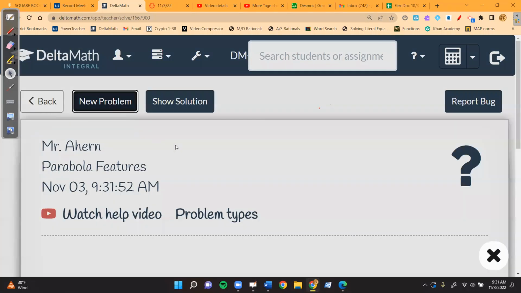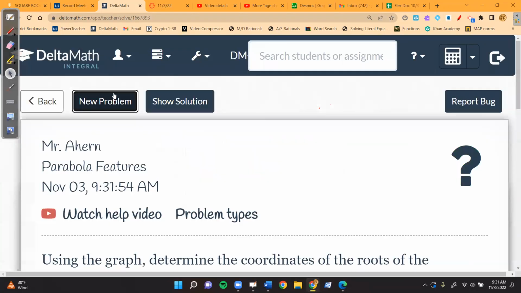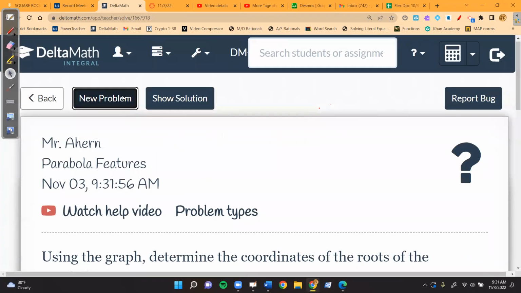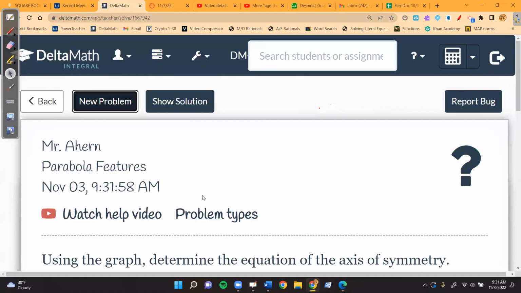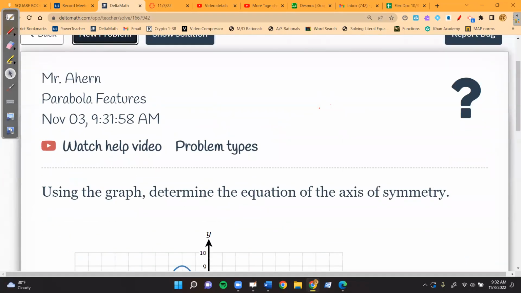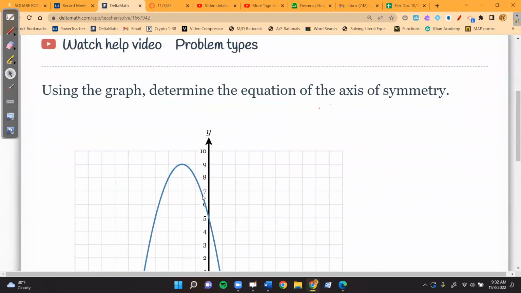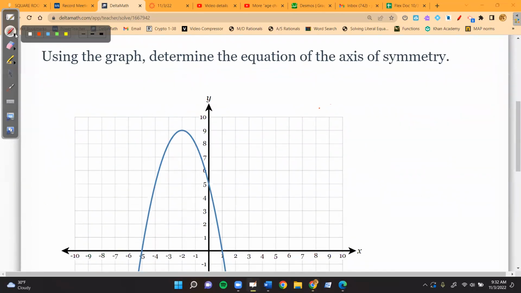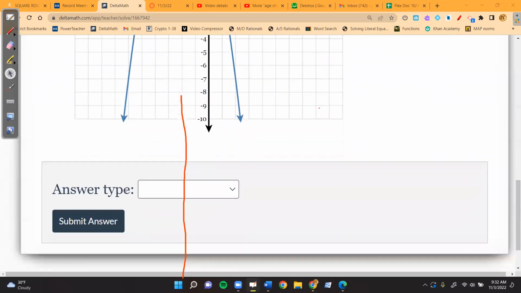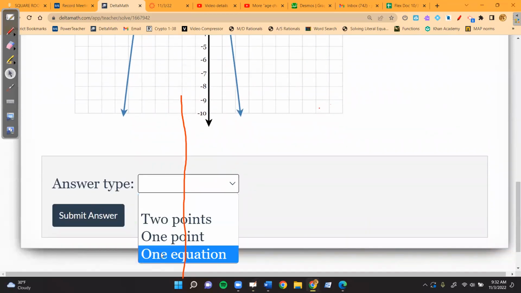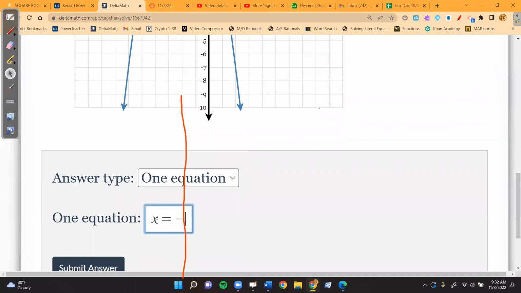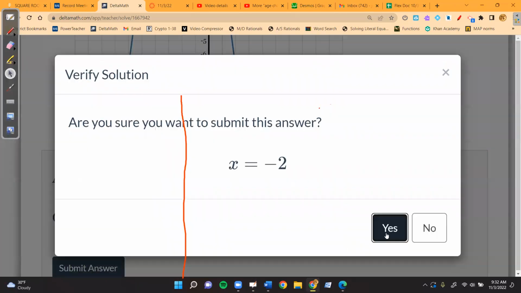Good. And then the only other one I wanted to find for you was axis of symmetry, and it doesn't show up very often, but it'll pop up. There it is. So it says using the graph, determine the equation of the axis of symmetry. And you can see that the axis of symmetry, this is going to be a really bad sketch, goes right down like this, right? Sorry about that. So how would I name that axis of symmetry? X equals -2. So for the answer type, I would pick one equation and I make sure I do x equals, because it's vertical, -2.